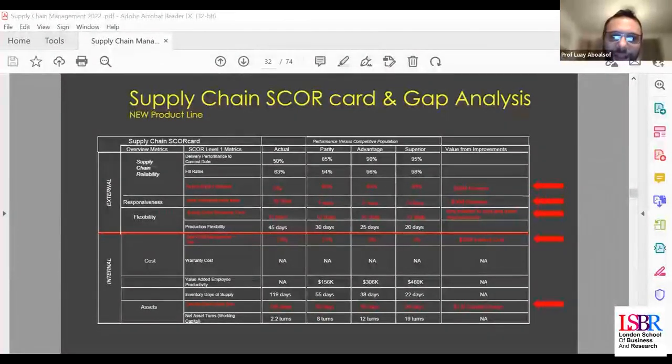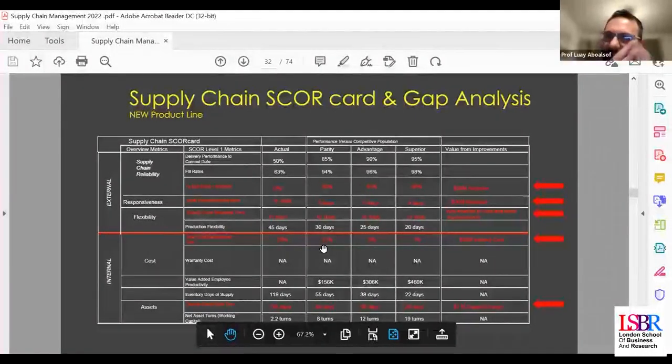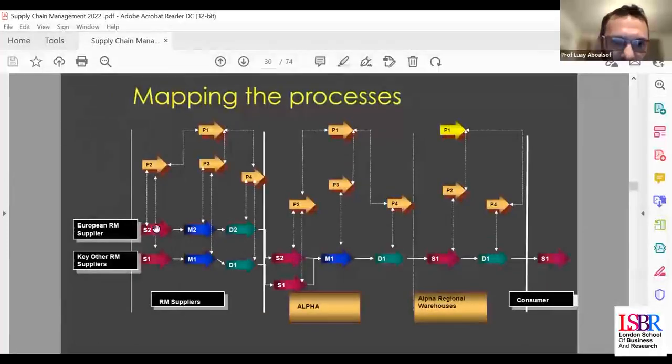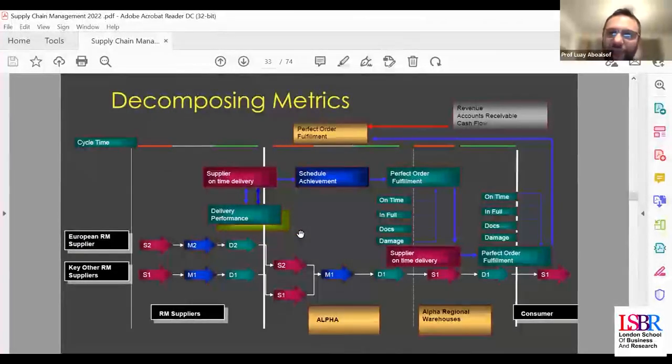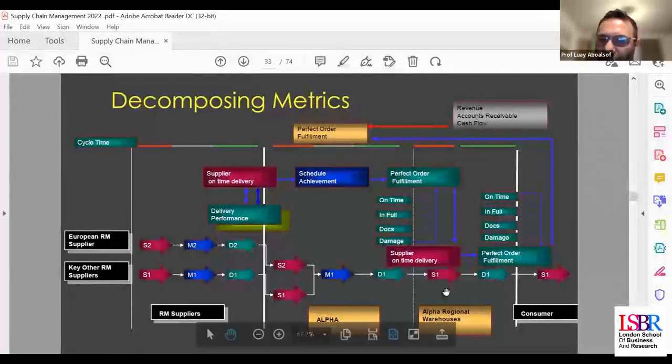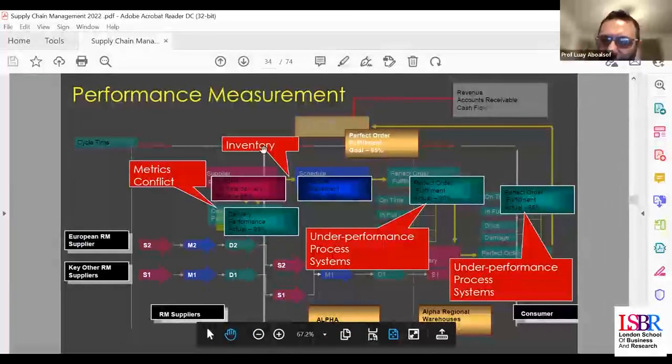That's when you do a gap analysis study to understand the performance of each factory, the performance of each step, the performance of S2, S1 on the screen, M1, M2, based on cost, flexibility, and assets. Once you do that, you can highlight in your SCOR what the difference is between each other, and that will give you the opportunities for improvement.